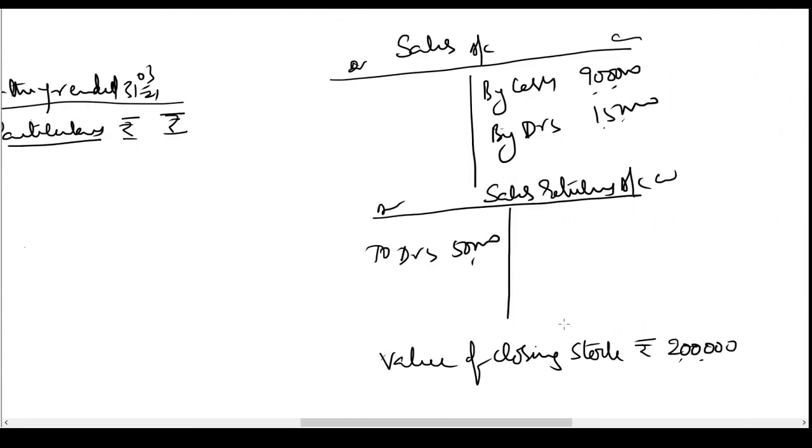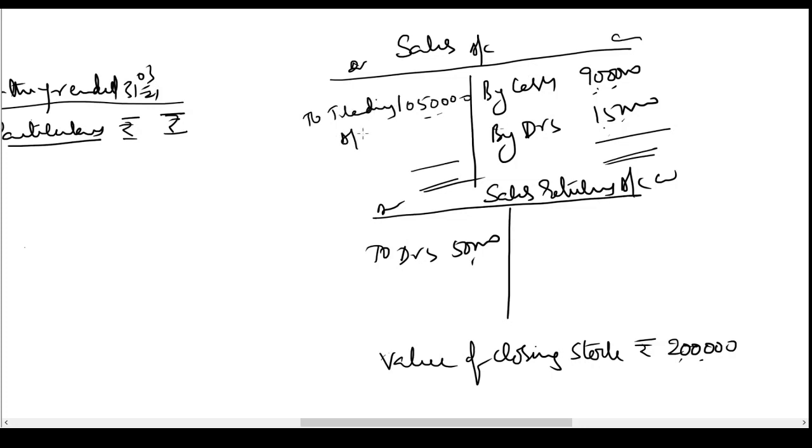Here you can see we have the sales account. 9 lakh cash sales, credit sales 1 lakh 50,000. Now sales account has to be transferred to the trading account. Again, it is a nominal account, it is income. It has to be closed. How will you close it? By debiting it. What will you write here? We'll write here to trading account.